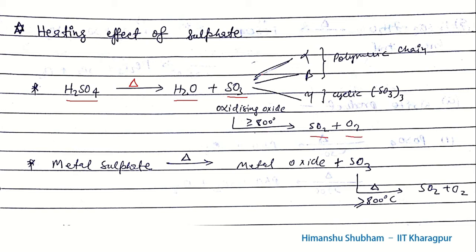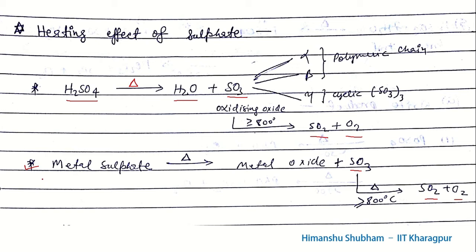And just for the information, SO3 can be of alpha, beta or gamma types. Alpha and beta are polymeric chain structures and gamma are cyclic structures. So let's come back to the heating effect of sulfate. On the basis of the above case of H2SO4, if we compare it with the metal sulfate, then we will find that when metal sulfate is heated, then we get the oxide of that particular metal plus SO3, and now when this SO3 is heated above 800 degrees Celsius, then we would get SO2 plus O2.